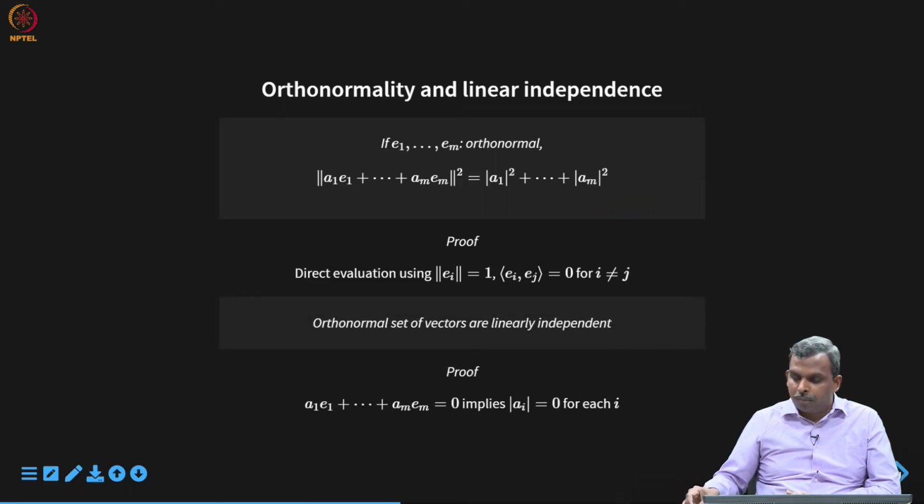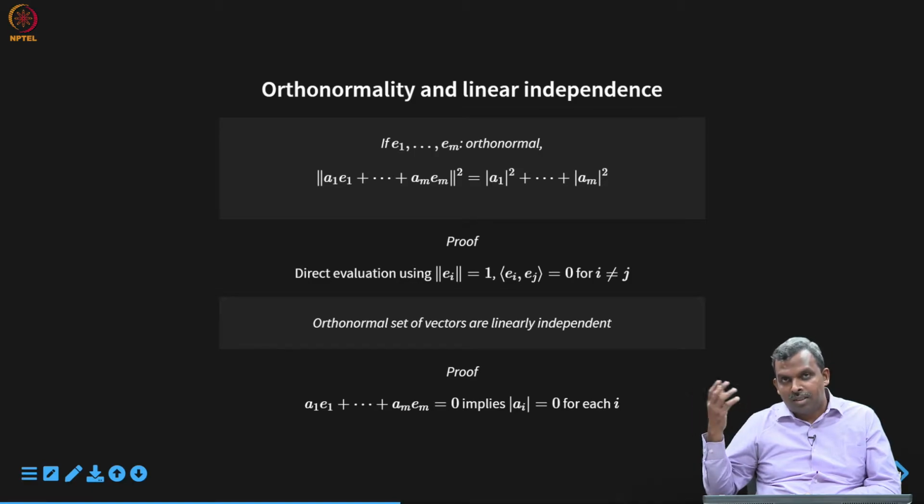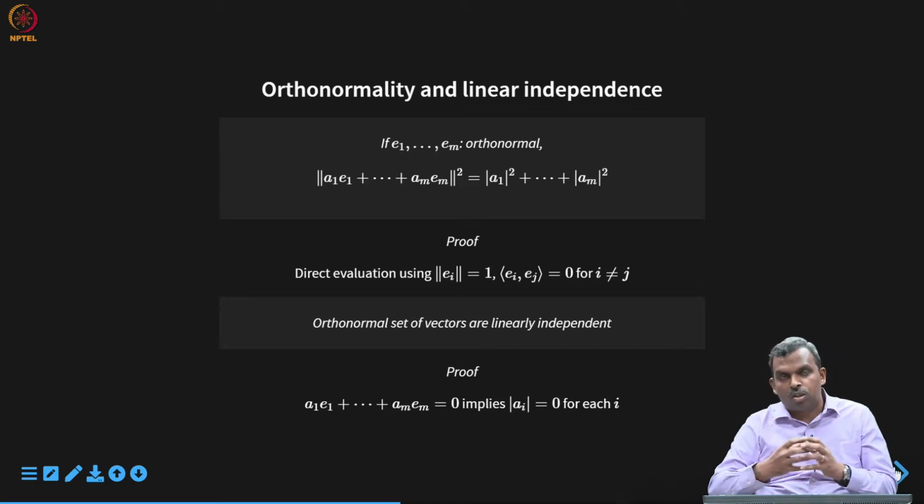Here is another result. An orthonormal list of vectors, an orthonormal set of vectors, is also linearly independent. It is quite easy to see, the proof can come directly from above. If it turns out the linear combination is 0, then its norm is 0, which means each of the absolute values squared of A_i is equal to 0, and each A_i is 0. So that shows that a set of orthogonal or orthonormal vectors is also linearly independent.